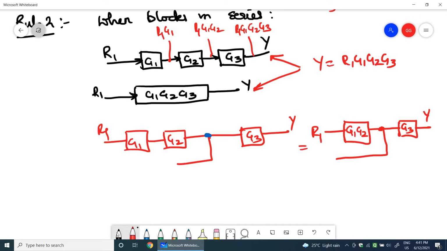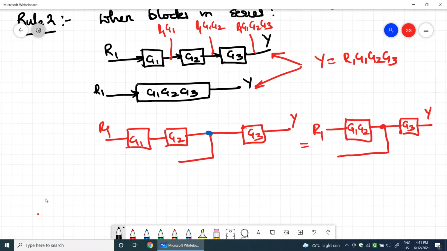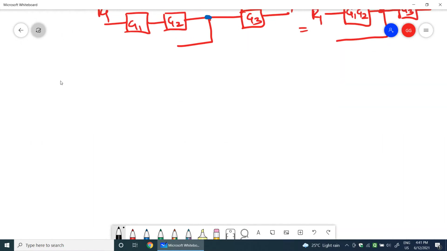Rule number 3. Rule 3 says, what do we do when the blocks are in parallel? Rule 3 is blocks in parallel. So what do we do when blocks are in parallel? Okay, so let me write the diagram.